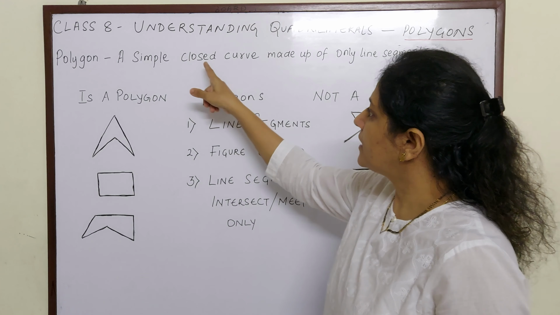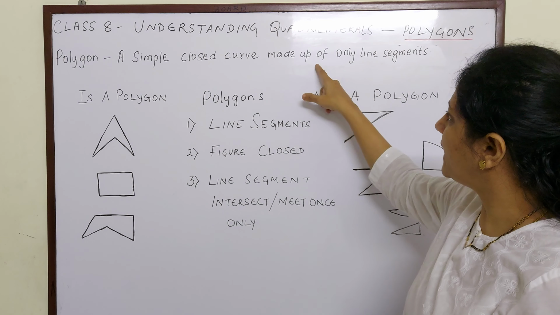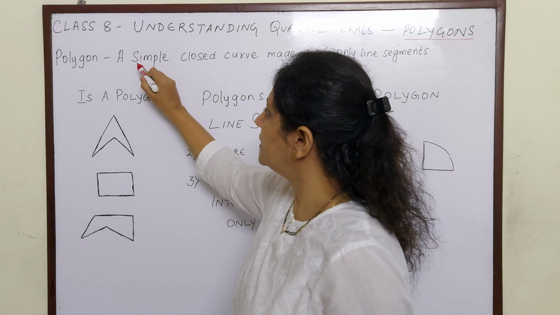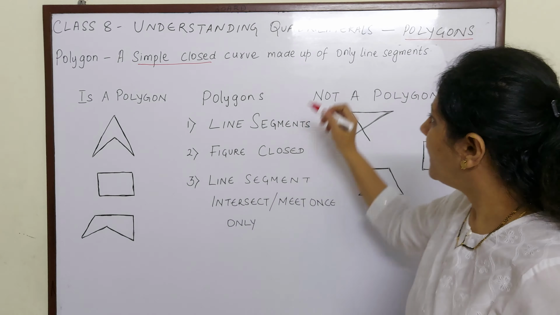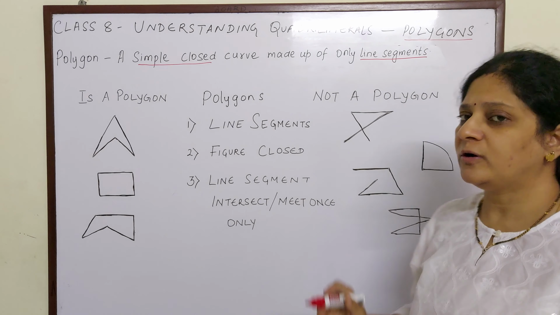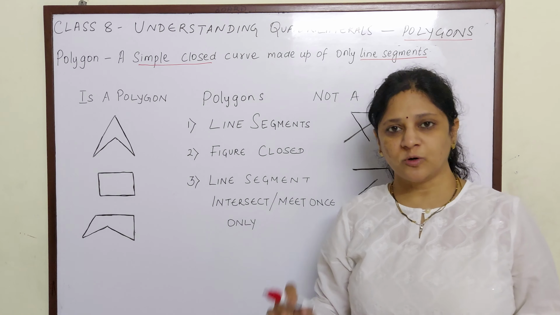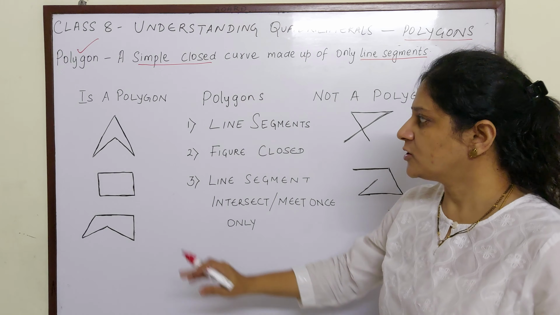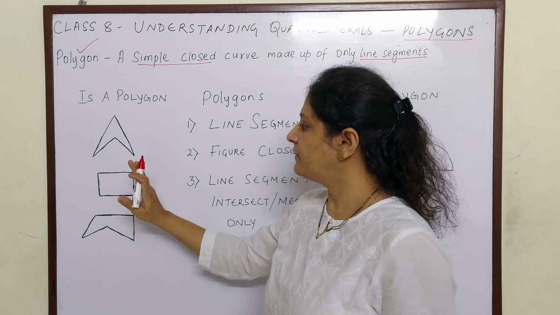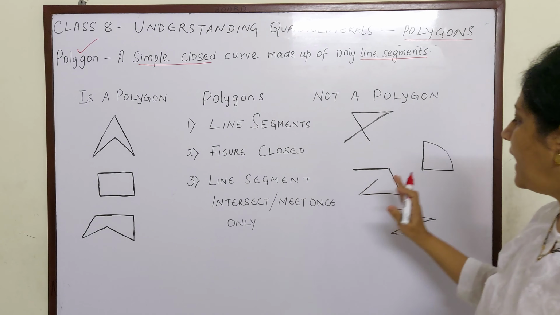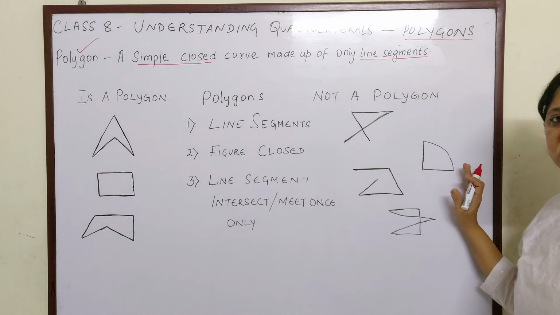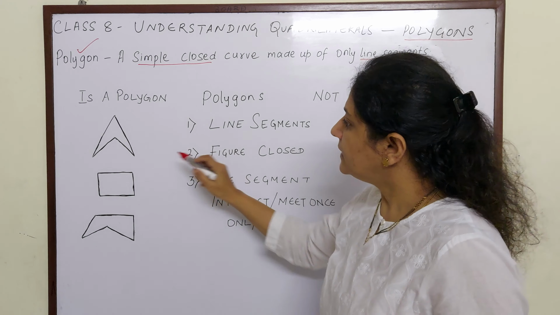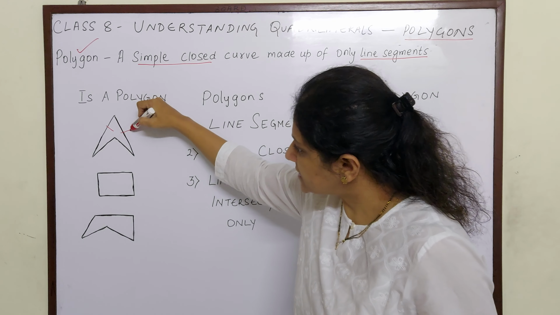A polygon is a simple closed curve made up of only line segments. That means the figure should be closed and it should be made up of only line segments. Those figures are known as polygons. Here I have drawn some diagrams which are polygons, and some which are not polygons. If you see, children, here they are made up of only line segments.